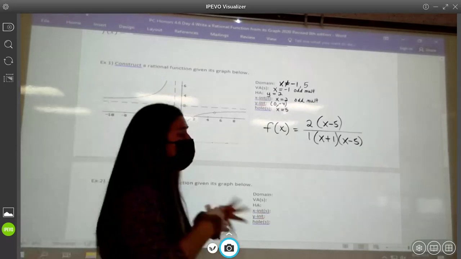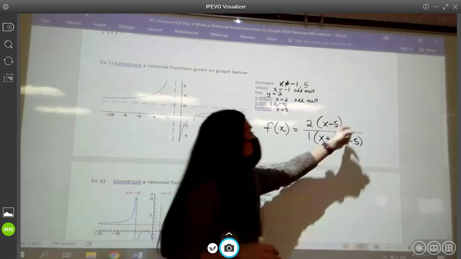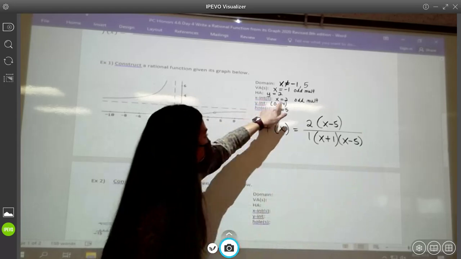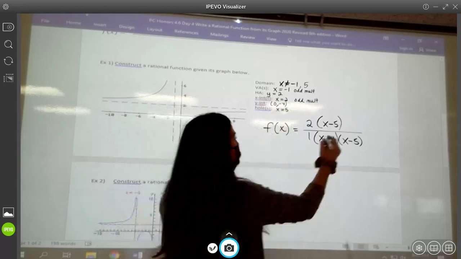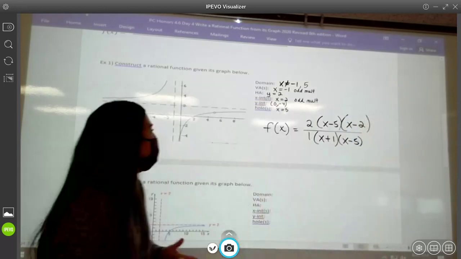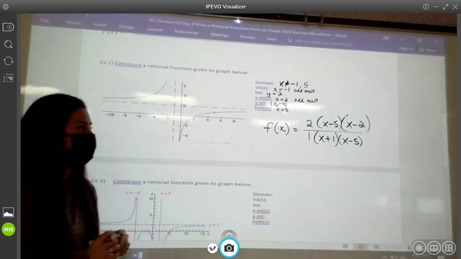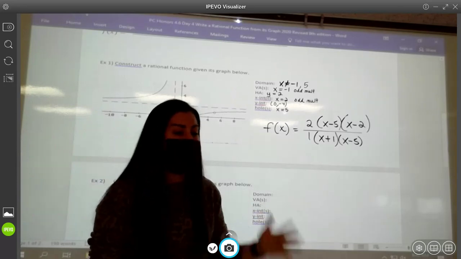And then the last thing that I could really put into this function is the fact that I have x-intercepts that would have been factors in my numerator. So guys, I had an x-intercept at x equals 2, and it was a cross, so it's odd multiplicity. So I must have needed a factor of x minus 2 to create that x-intercept and make it cross. All right, guys, you've used everything you could possibly use to create this function.